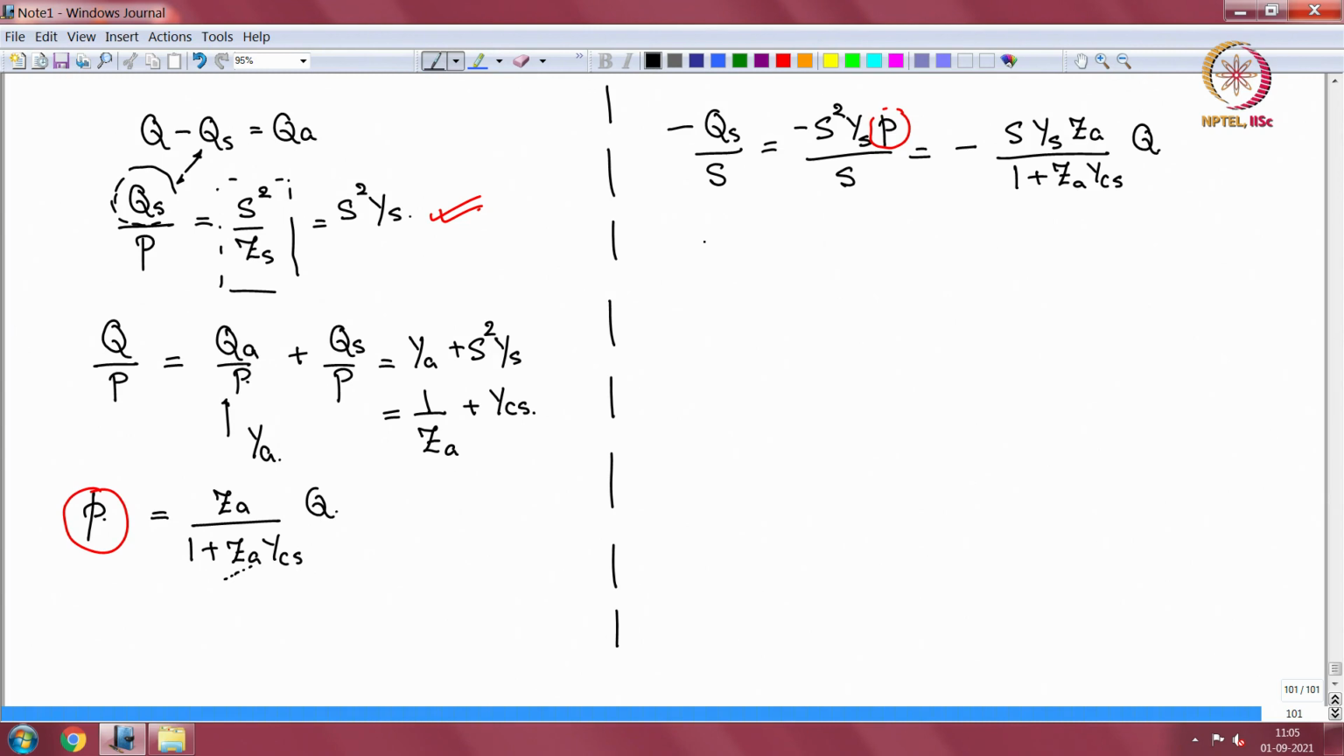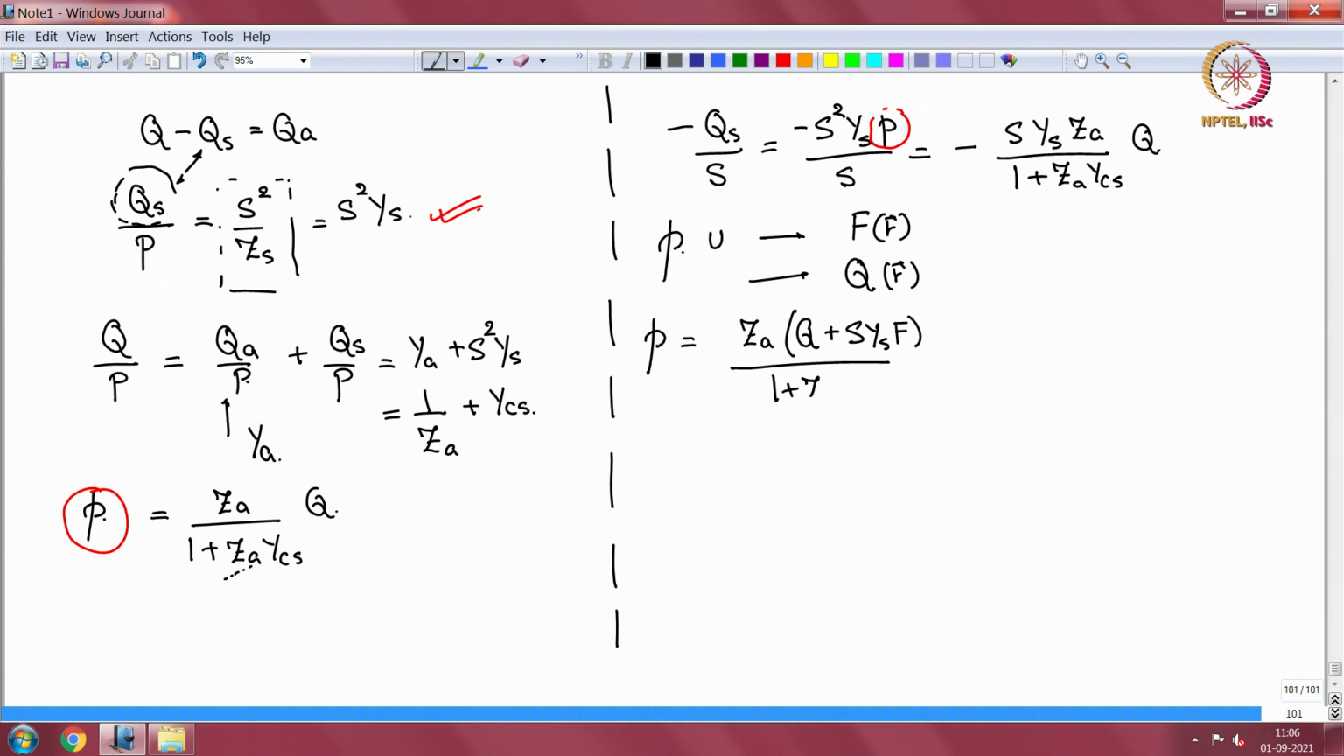Okay, so finally what do we have? We have pressure and velocity due to a force applied to the structure and due to a volume velocity put into the structure. So my pressure is equal to ZA Q plus S YS of F, by 1 plus ZA YCS, and U is equal to YS of F minus S ZA Q, over 1 plus YS ZCA. I'll stop this lecture here. We'll continue next time. Thanks.